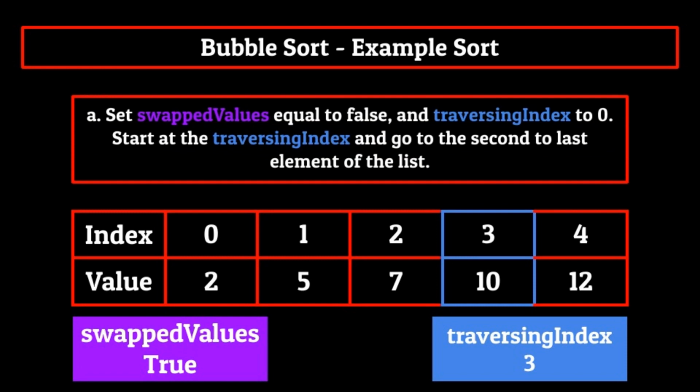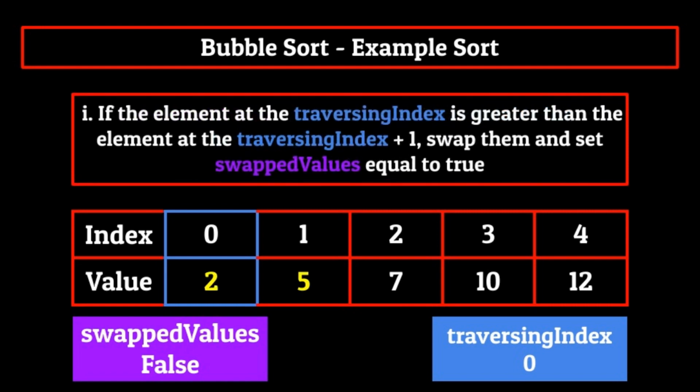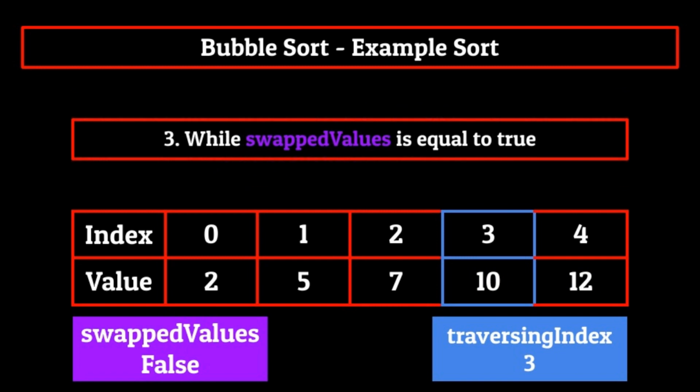We set swapped values equal to false and traversing index equal to 0. At this point, let's just speedrun this pass through the list. 2 and 5, 5 and 7, 7 and 10, 10 and 12. The computer will compare all the values, and since we didn't set off our tripwire by swapping any values, the swapped values boolean stays false. This satisfies our exit condition since we now know that the list is completely sorted.